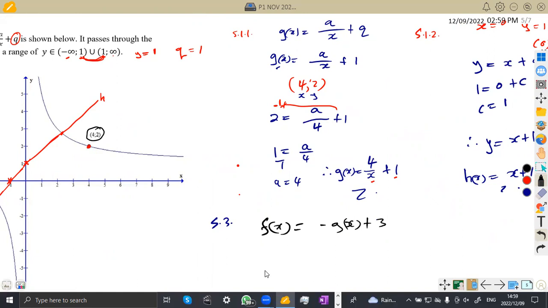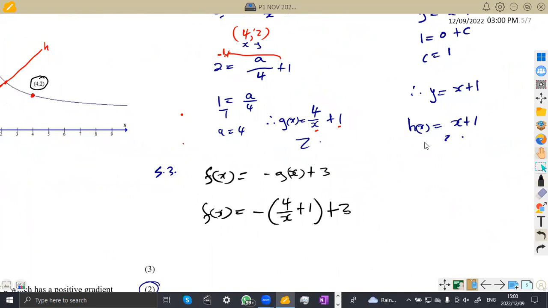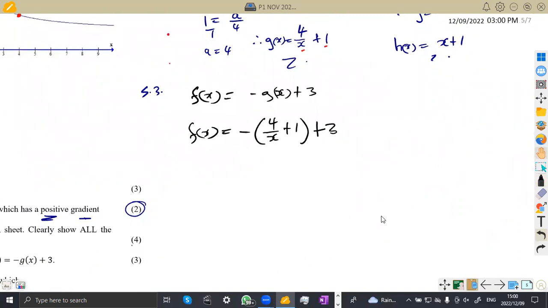So what does it mean? It simply means we are going to substitute what you're given, negative, in place of g(x). This is our g(x), which is 4 over x plus 1. So it's going to be negative 4 over x plus 1. Whatever we get here, we add the 3. Take note, 3 is there. So from there, we can actually determine the asymptotes.